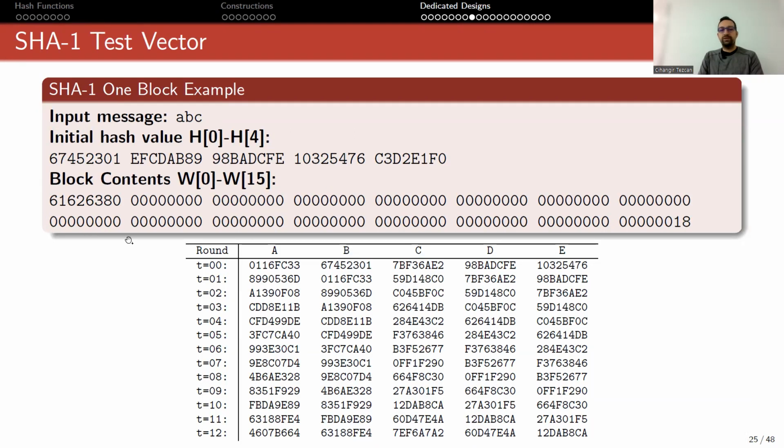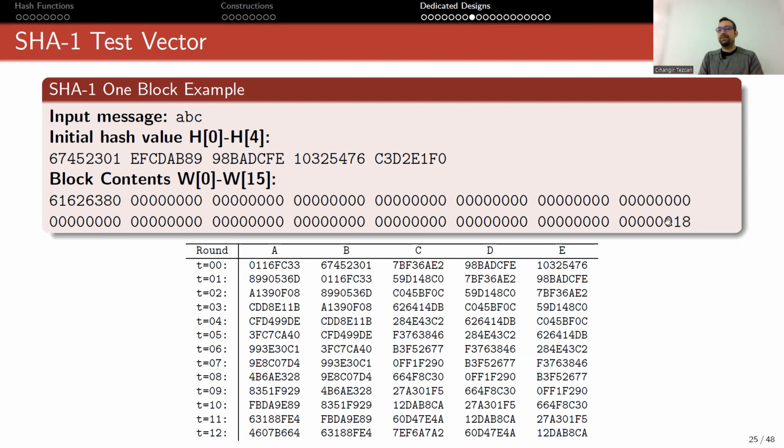Your first message block, and you have a single message block, ABC. So you turn ABC using the ASCII table to hexadecimal like this: 61, 62, and 63. Then you perform the padding, a single bit of 1, then fill the rest with zeros. This is why you have 80 here, okay?